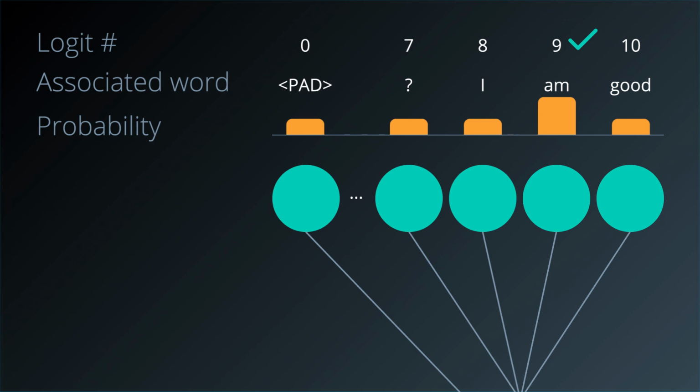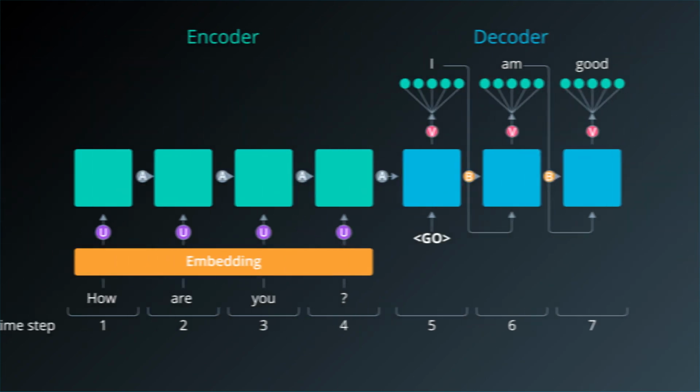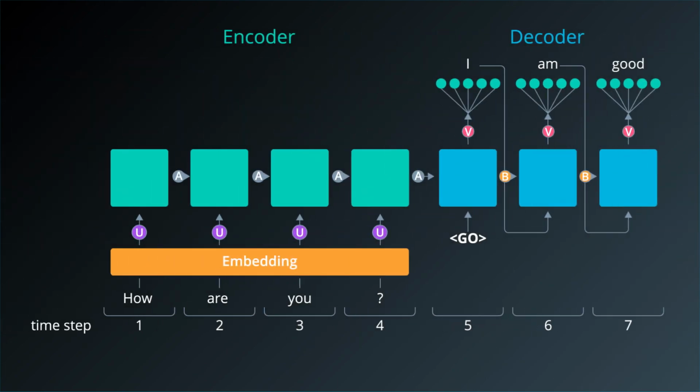Luckily, this is probably the last time you'll have to look at this view of the network. TensorFlow defines an API for sequence to sequence that hides away a lot of these details, and you just have to use its API to define how you want the network to work.